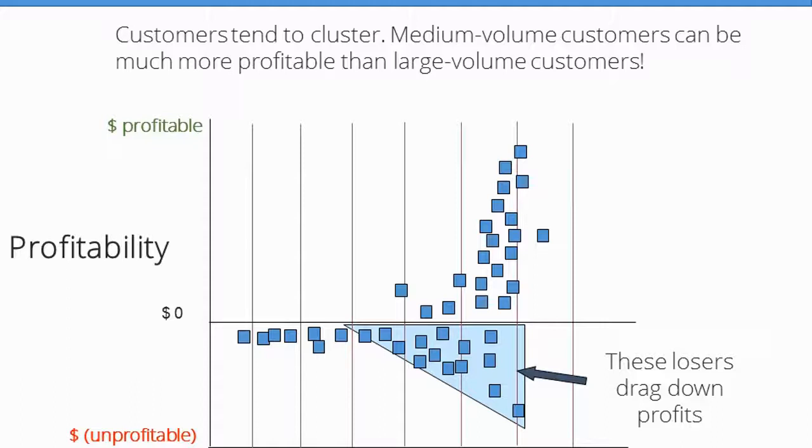But the scary part is below. We have some very high volume customers that are unprofitable. And so the point is this: sales volume is not representative of profitability. They don't go hand in hand, which is why we need to have that information to start generating the needed questions. How do we move customers from being less profitable to more profitable?